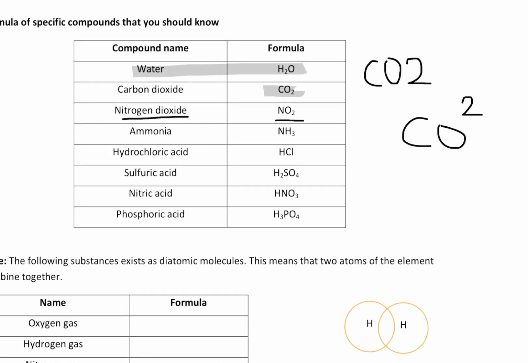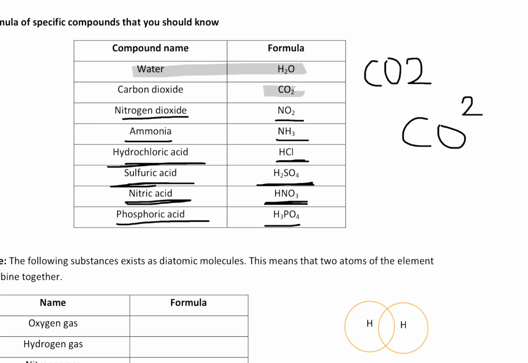Nitrogen dioxide, NO2, ammonia, NH3, hydrochloric acid, HCl, sulfuric acid, H2SO4, nitric acid, HNO3, phosphoric acid, H3PO4. These are chemical formulas that generally you will not have to find by cross multiplication, you just have to know them.